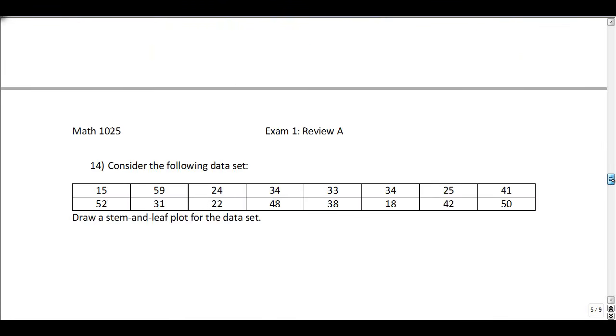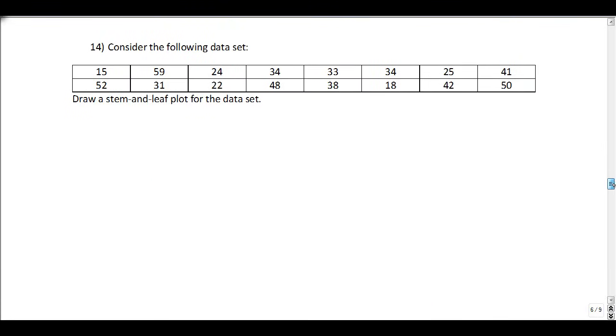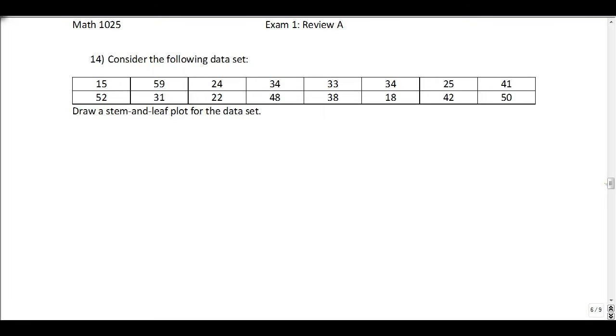Okay. Next one. Consider the following data set. I'm going to draw a stem and leaf plot for this data set. So our stem and leaf plot, basically what I'm going to do is just write the tens digits down here, down first.